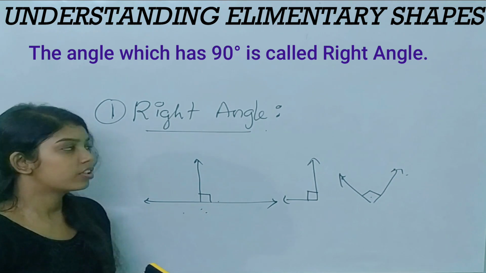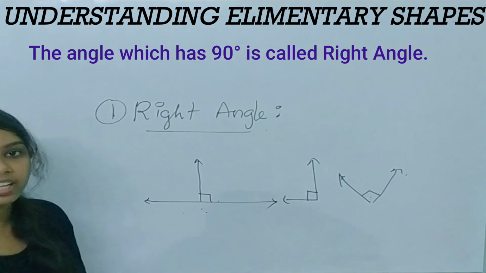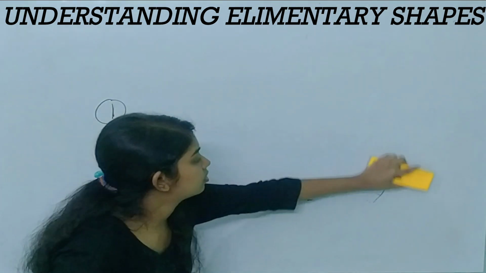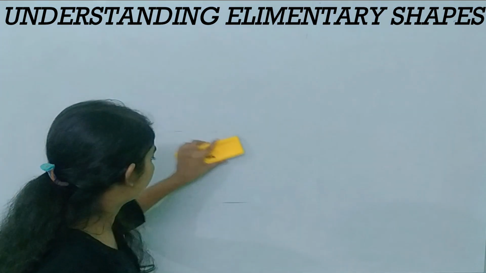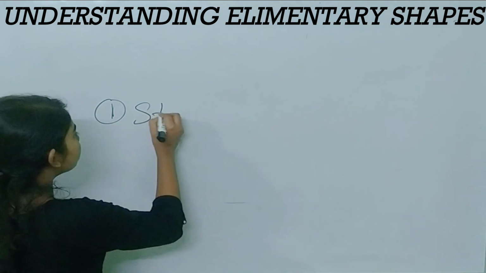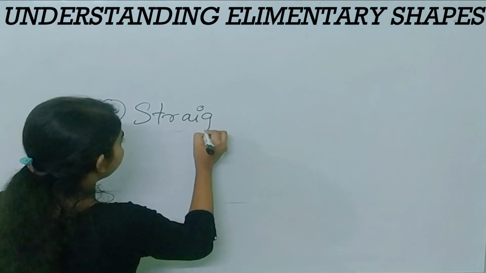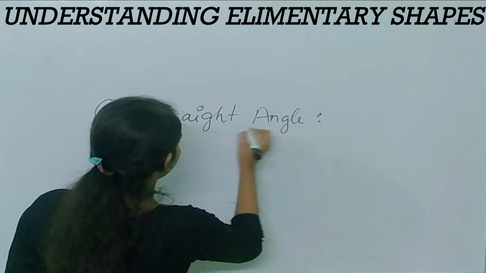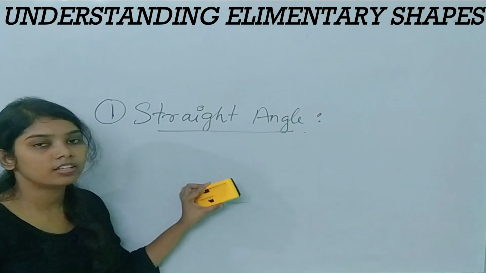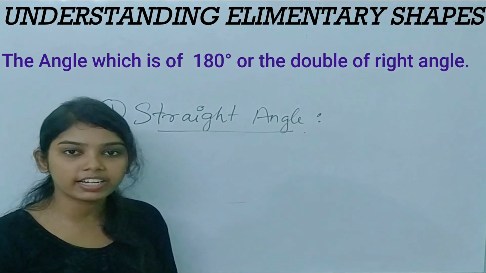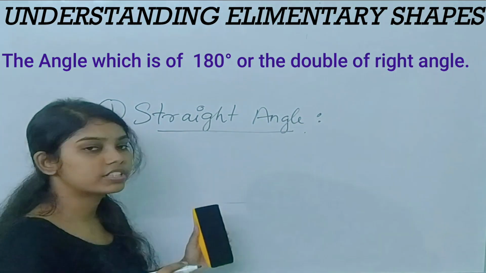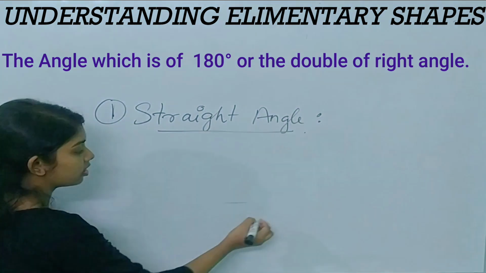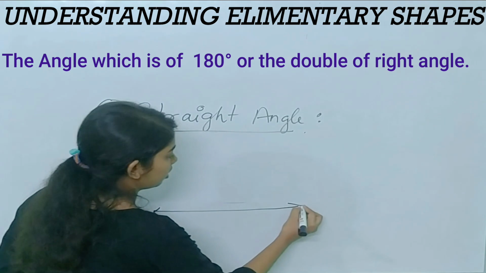ठीक है. Now we will go for the second one, that is straight angle. So what is a straight angle? The straight angle which comprises 180 degree or the angle which is double of right angle is called a straight angle. Suppose here a line is given.